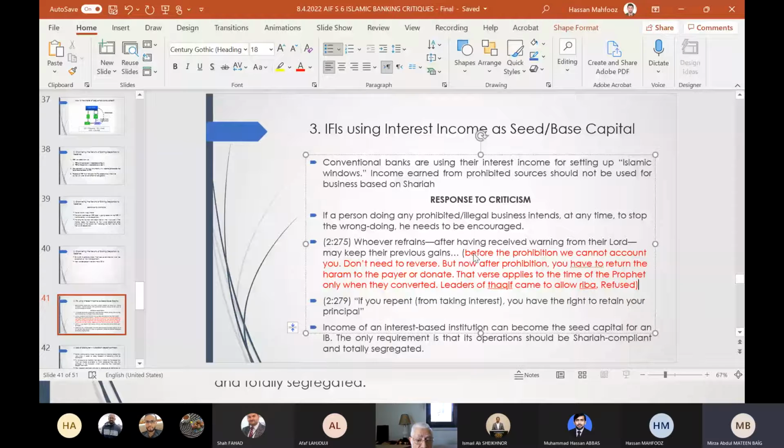Can a conventional bank, or a conventional financial institution, give qard hasan for establishing an Islamic window? Well, this is what Citibank claimed, that we give it as qard, but we give it as qard to Citibank, another corporation. That's a trivial thing, not a real thing.